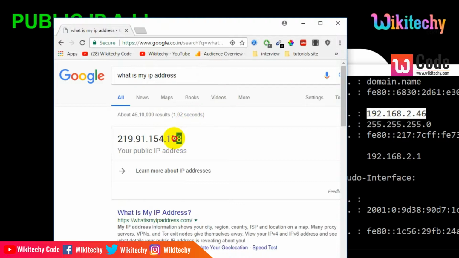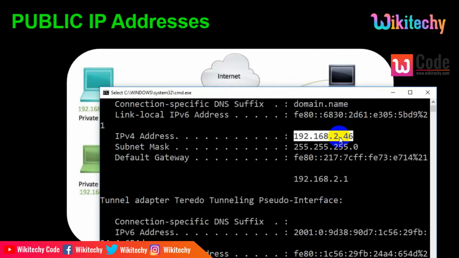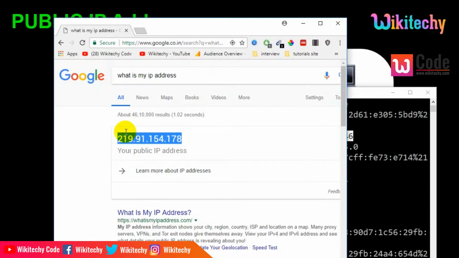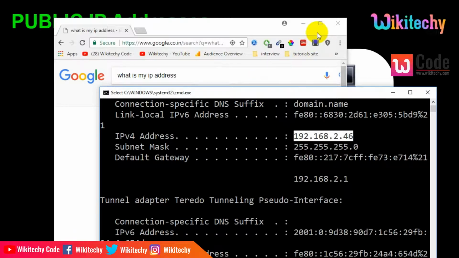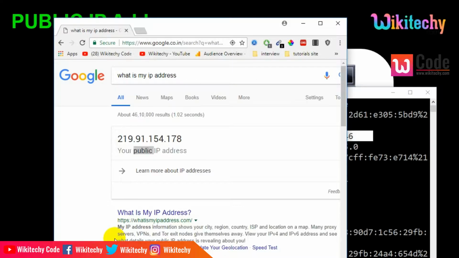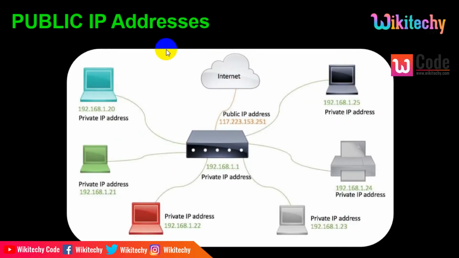In the internet world, my computer is identified with this IP address. That's where the difference is. So this is your private and this one is your public IP address. The private one can be identified in a network in my office. In the internet world, I can be identified with this IP address. This is called a public IP address and a private IP address.